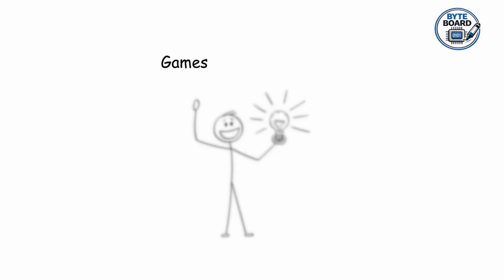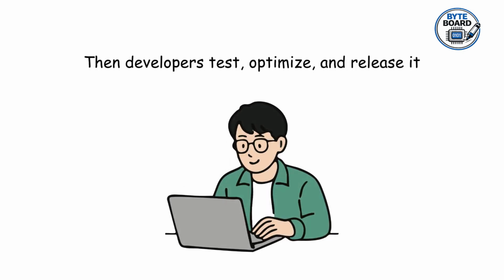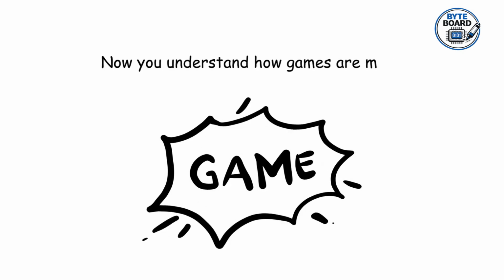Quick recap: games start with an idea, artists create the world, programmers write the code, game engines help build the game, then developers test, optimize, and release it. Now you understand how games are made.